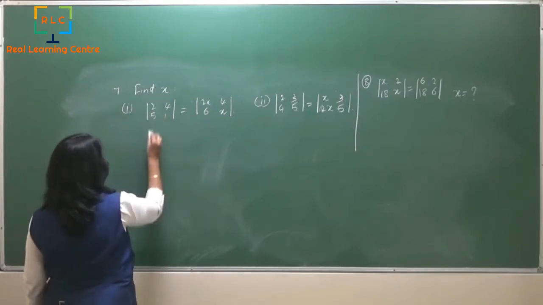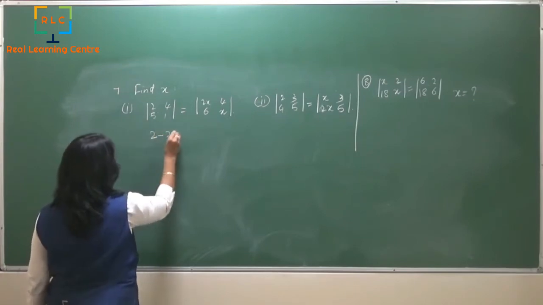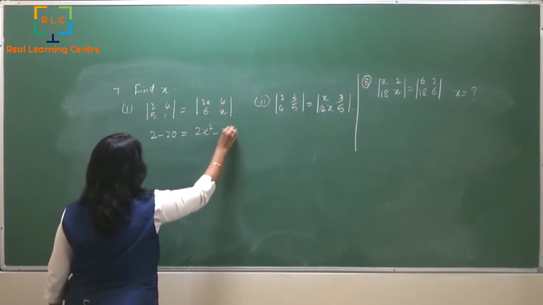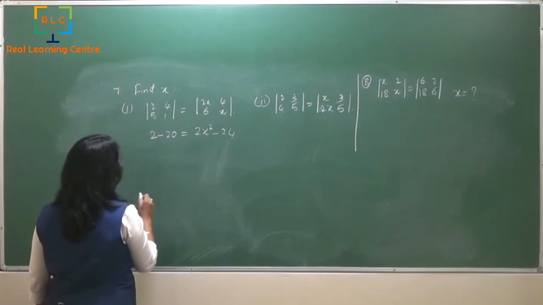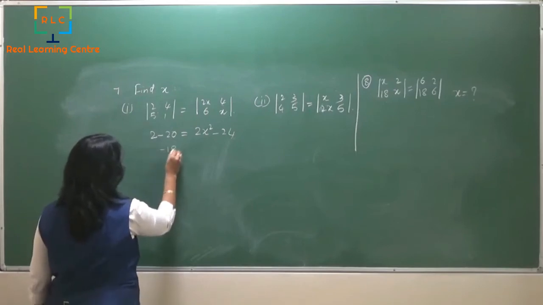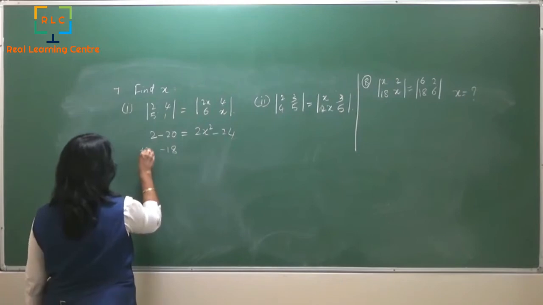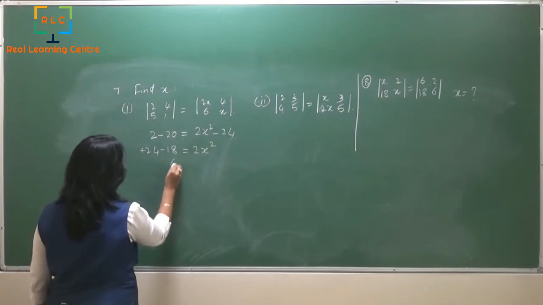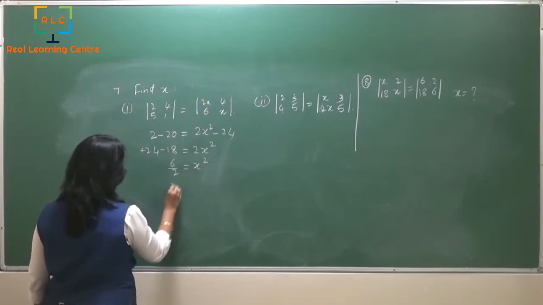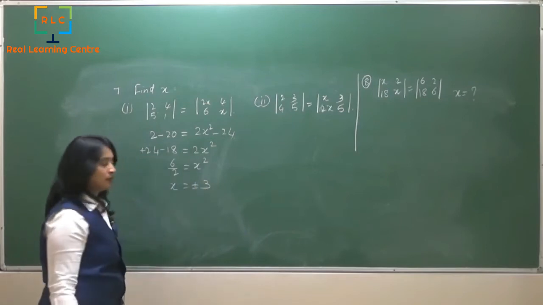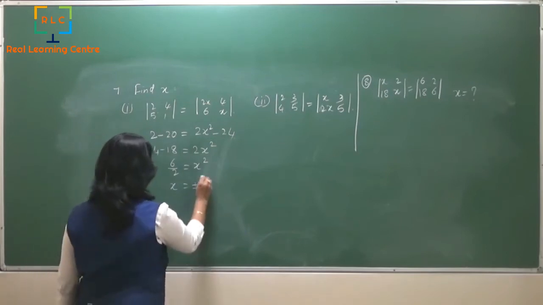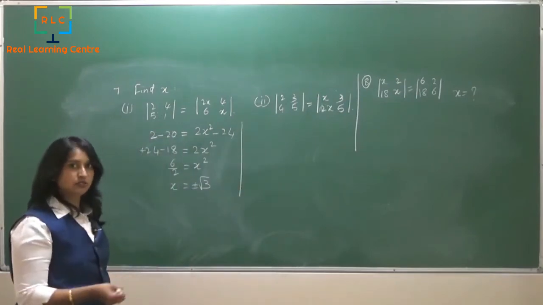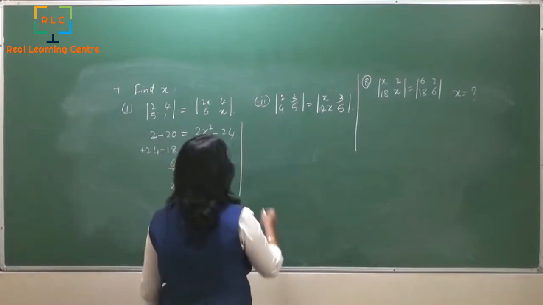Now here, 2 5s are 10... 2 5 4s are 20 minus 20 is equal to 2x into x is 2x square, 6 4s are minus 24. 2 minus 20 is minus 18, and minus 24 brought this side is plus 24, equal to 2x square. 24 minus 18 is 6 by 2 is equal to x square. So x is equal to plus or minus root 3. So always you have to take plus or minus if you have a square, or a modulus, or a determinant value. Now here you have 5 2s.